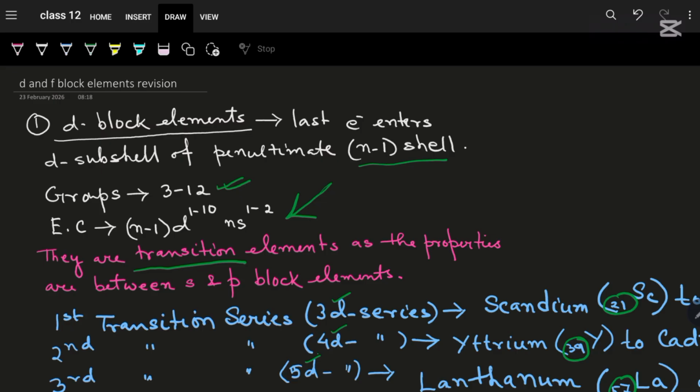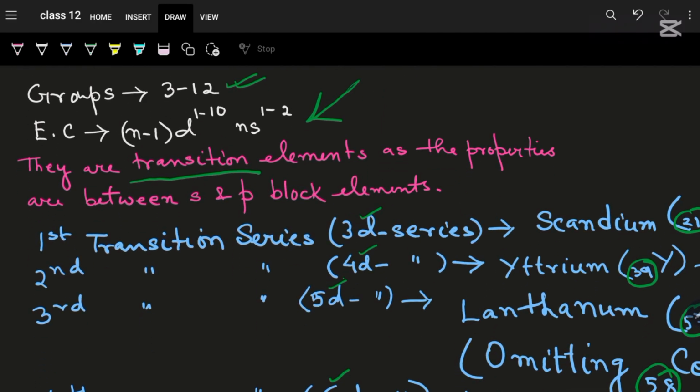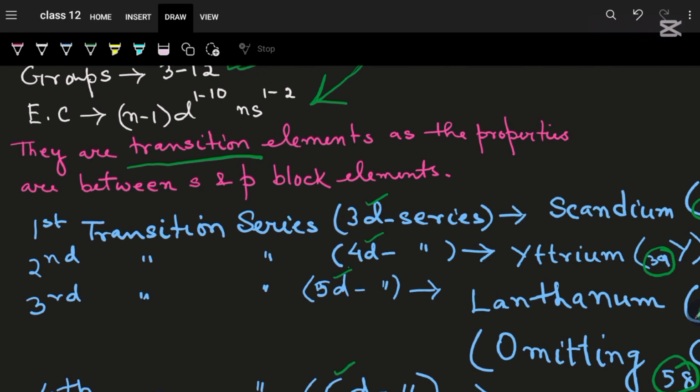This revision is on D and F block elements. D block elements means the last electron enters the D subshell of the penultimate shell. Penultimate shell means n-1 shell, and these D block elements are in groups 3 to 12 with the general electronic configuration of (n-1)d1 to 10 ns1 to 2.